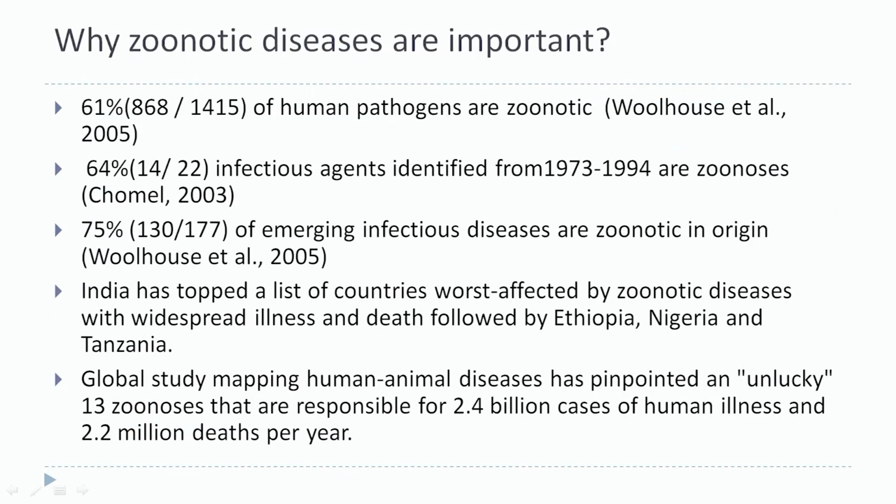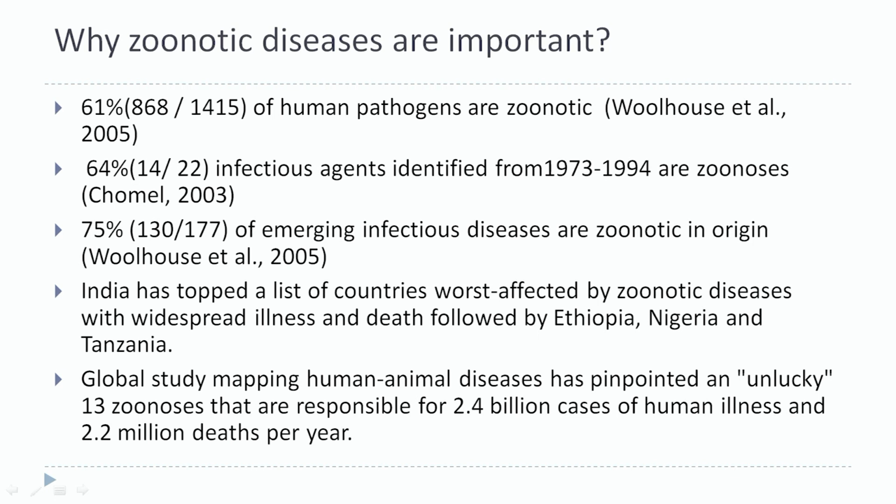Why is the discussion on zoonosis important? On average, 61% of human pathogens are zoonotic in nature, and about 64% of infectious agents identified between the years 1973 and 1994 are zoonotic in nature. About 50% of emerging infectious diseases are zoonotic in origin. And among all, India is at the top of the list of countries worst affected by zoonotic disease, with widespread illness and death, followed by Ethiopia, Nigeria and Tanzania.